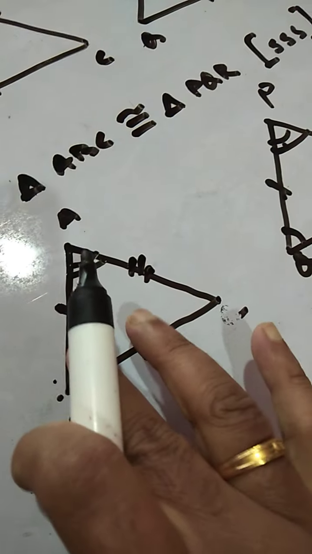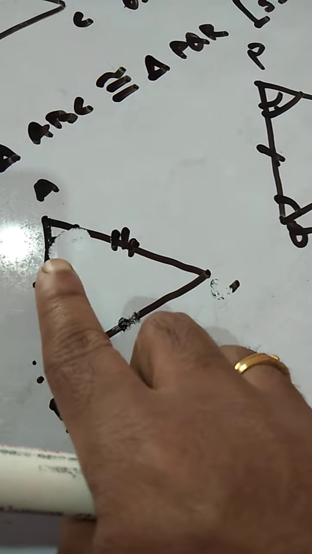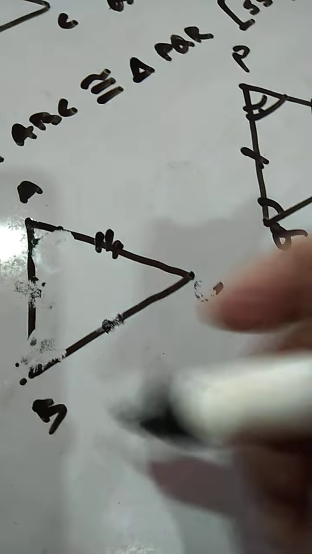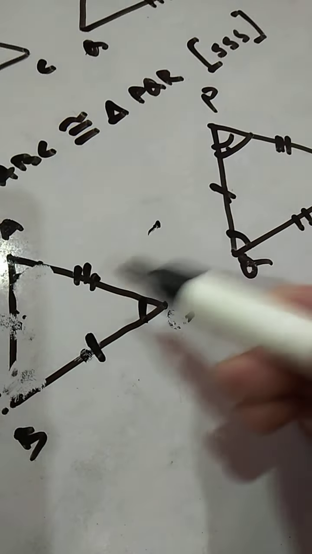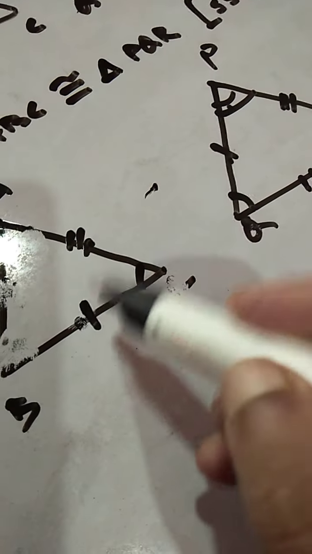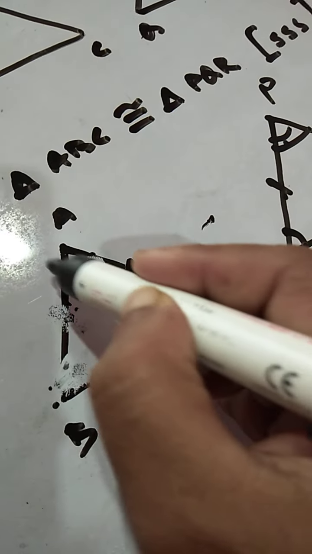So it should not be like this, where a side, then an angle not between them, and another side are equal. No, it won't be like this. It has to be in the consecutive form: side, angle, then side. Or it could be like this also: this side and this side are equal, this angle is equal, and this side is equal. In this way we can say that these two triangles are congruent with the criteria side, angle, side. I'm repeatedly saying that it should be in the consecutive form.